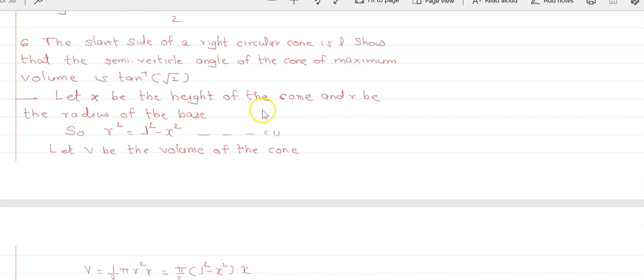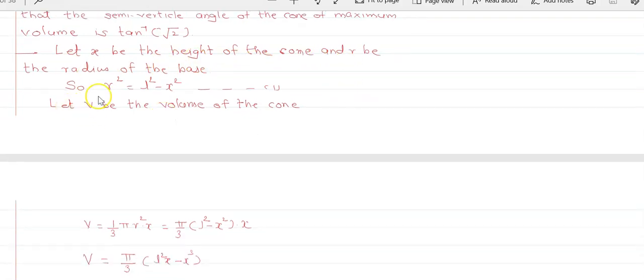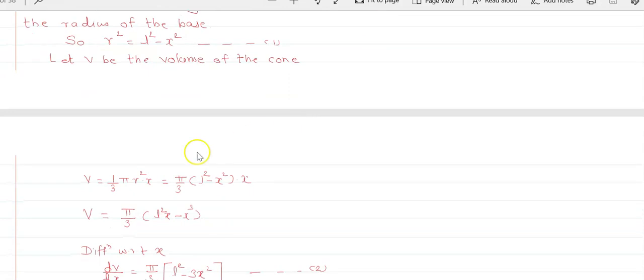Let x be the height, the perpendicular height, and r the radius. So r square is equal to L square minus x square. Let V be the volume of the cone. Then its volume is 1 by 3 pi r square into x, which equals pi by 3 into the value of r square, L square minus x square, into x.